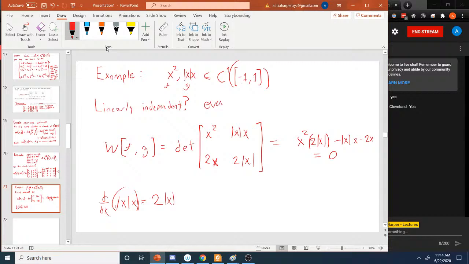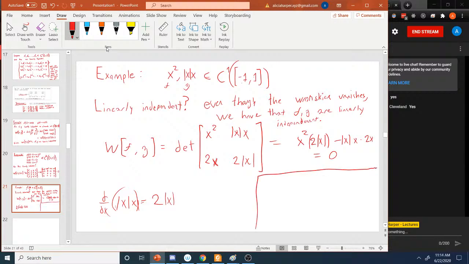Even though the Wronskian vanishes, we have that f and g are linearly independent. So I should show you guys why this is true.